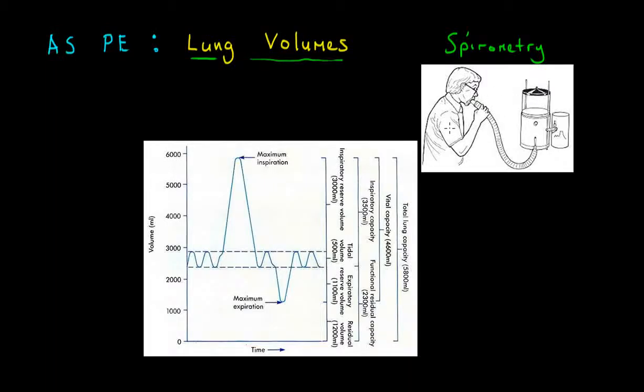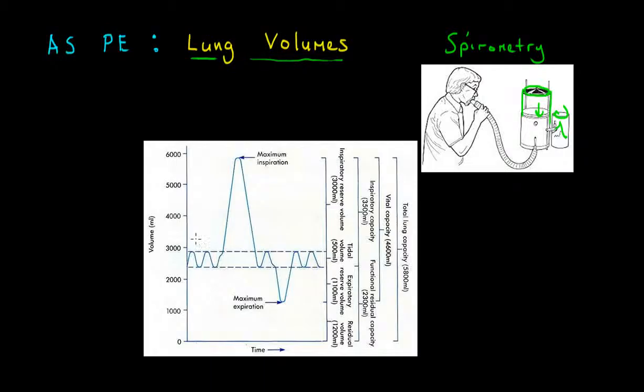You can see that this chap, or this illustration of this chap, is breathing into a tube, and that tube is taking this air into this sort of bell jar. As he breathes in, this little object rises, and that means this little pencil moves upwards. As he breathes out, it moves downwards. And as this paper rotates around, you get this kind of spirometer trace. I've got an example of what might be a spirometer trace over here.